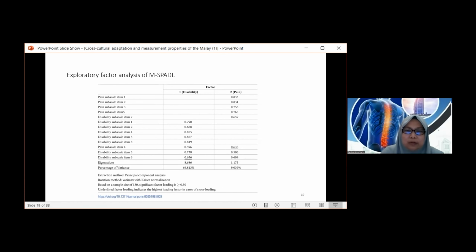Items that loaded onto factor 1 were disability items 1, 2, 4, 5, and 8, while items that loaded onto factor 2 were pain items 1, 2, 3, 5, and disability item 7. Pain item 4, disability item 3, and 6 showed close loading as demonstrated in this table here.